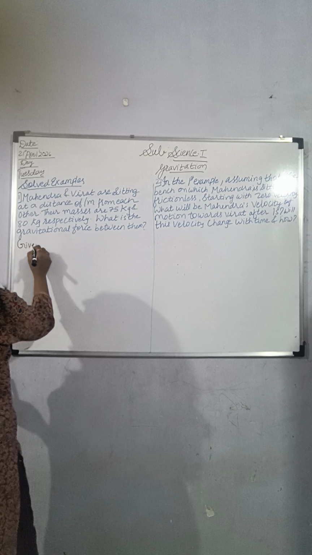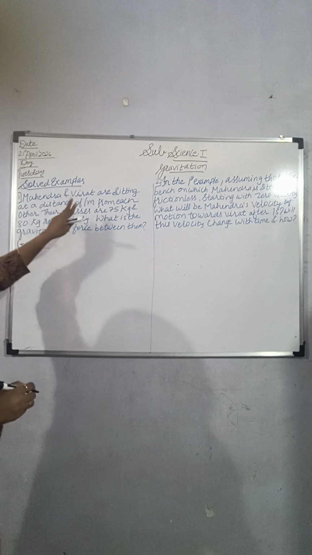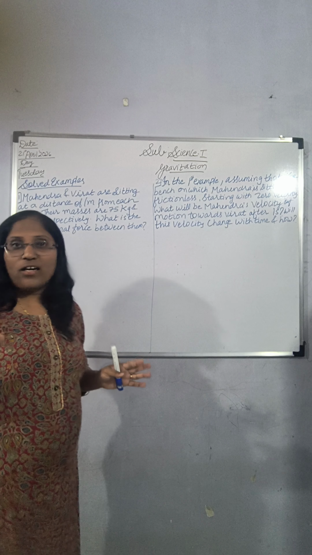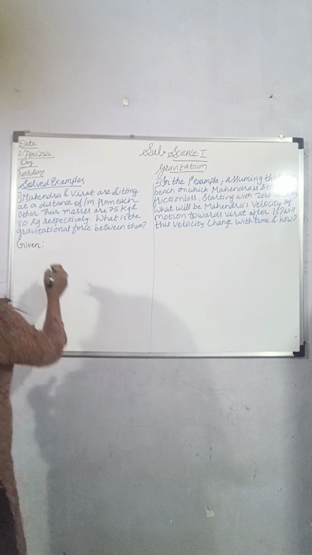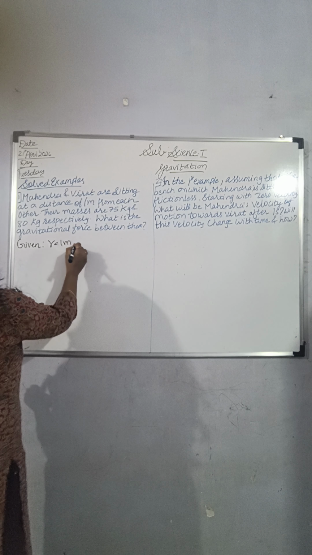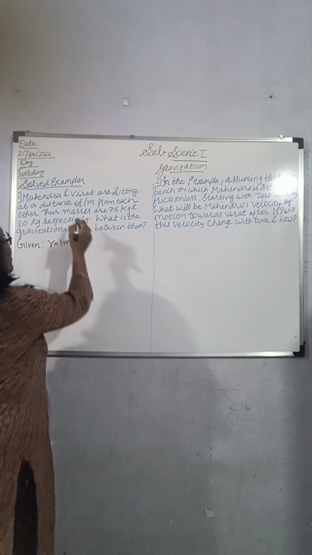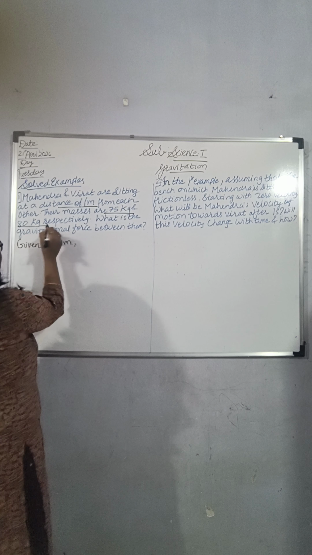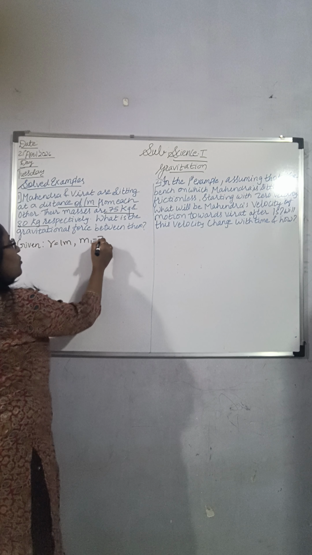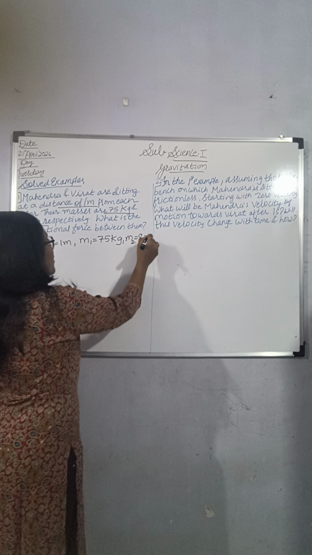Now first we are going to write the first part, that is given. What is given over here? Mahindra and Virat are sitting at a distance of 1 meter. So distance is given by r, which is 1 meter. Then what else is given? The masses are 75 kg and 80 kg. So here our m1 is equal to 75 kg and our m2 is equal to 80 kg.